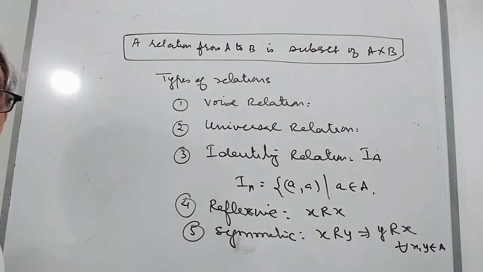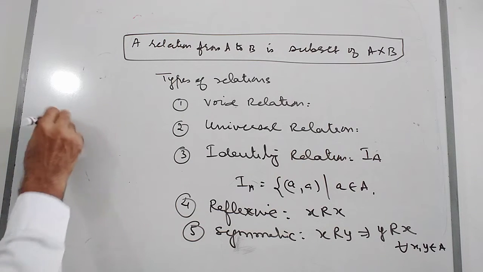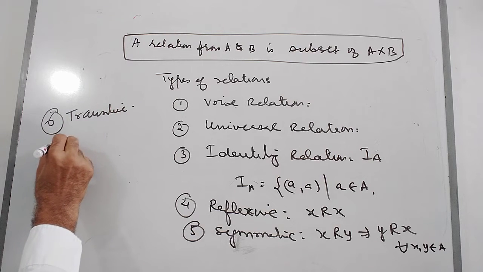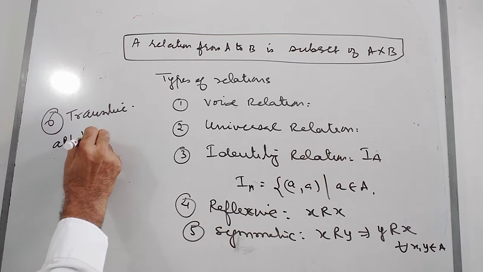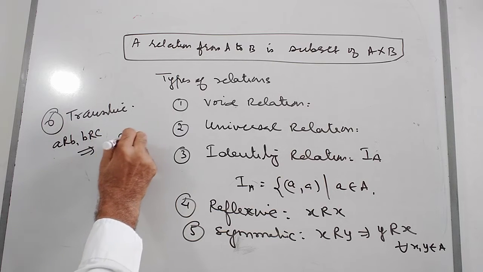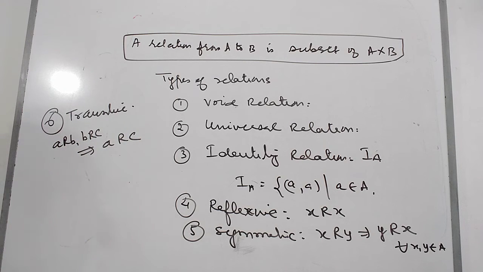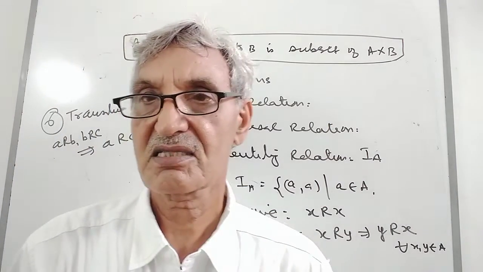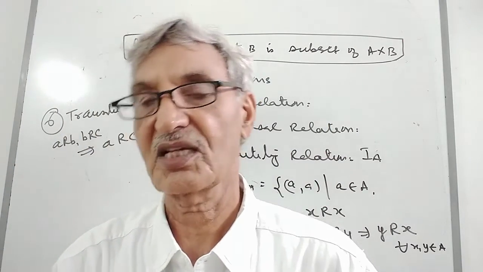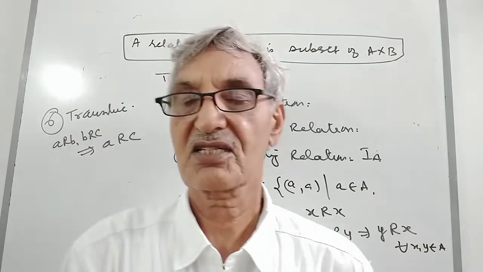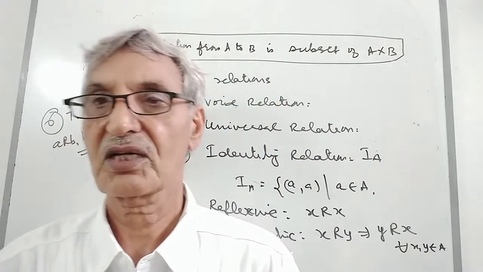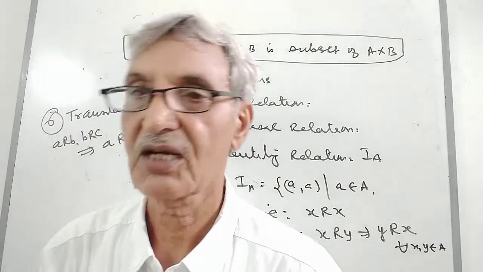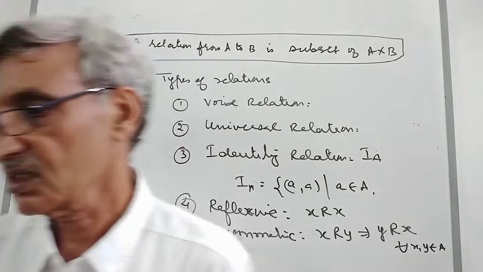Number 6, transitive. Suppose A is related to B and B is related to C, then A is related to C. For example, A is parallel to B and B is parallel to C, therefore A is parallel to C. Or triangle A is congruent to triangle B, B is congruent to C, therefore A is congruent to C. This is called transitive.